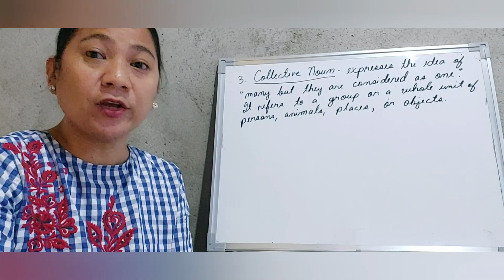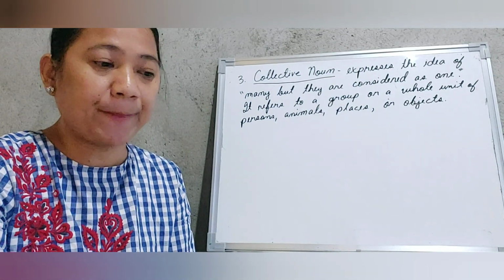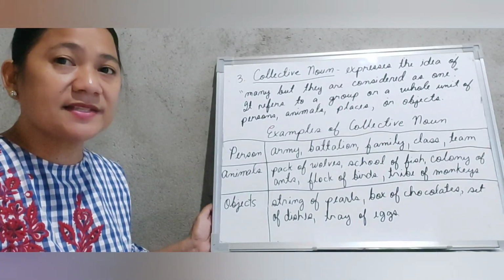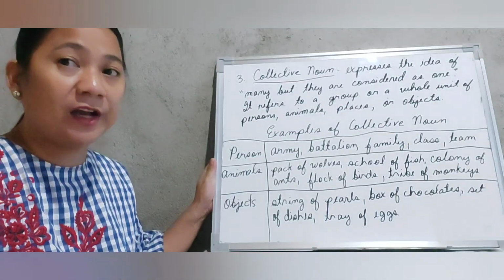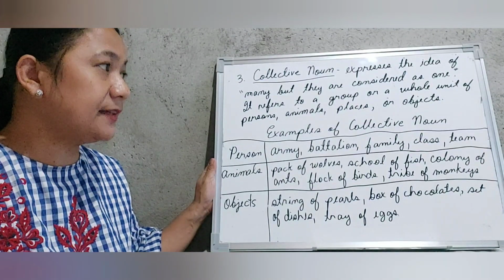It refers to a group or a whole unit of persons, animals, places, or objects. So these are some examples of a collective noun. For person, we use army, battalion, family, class, and team.